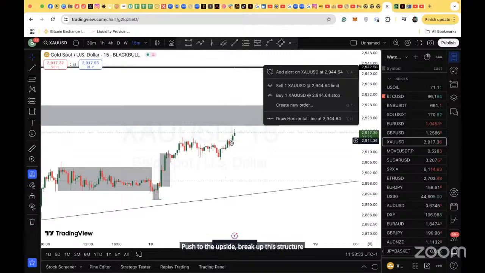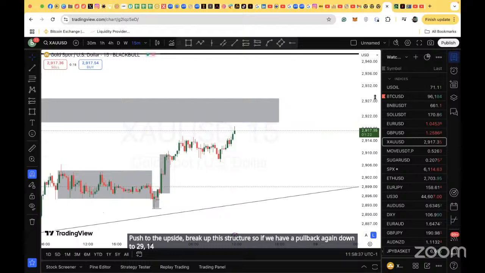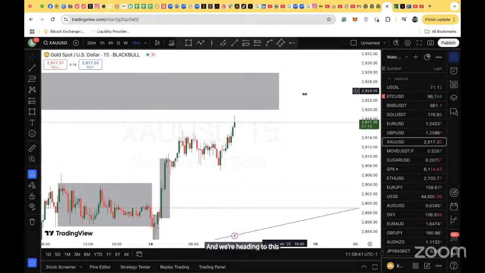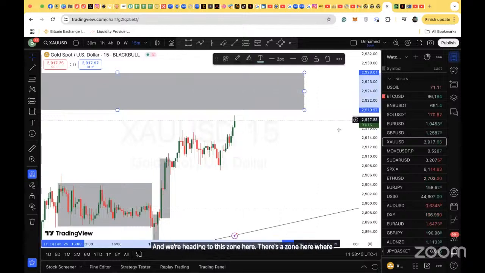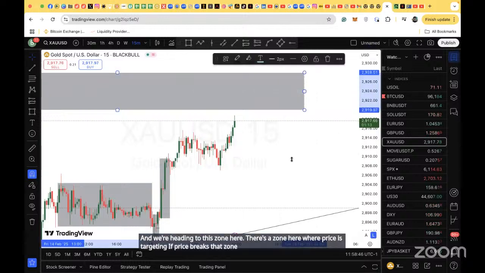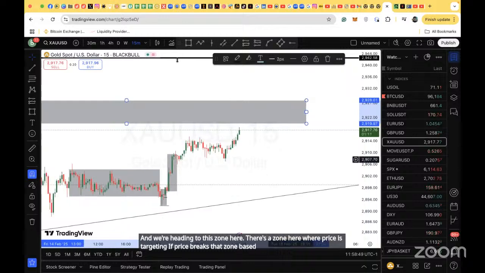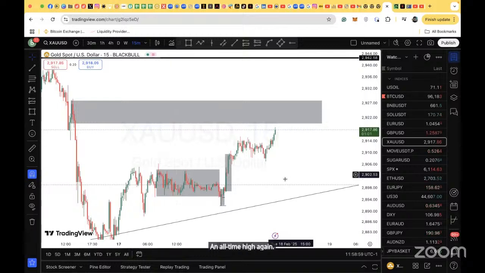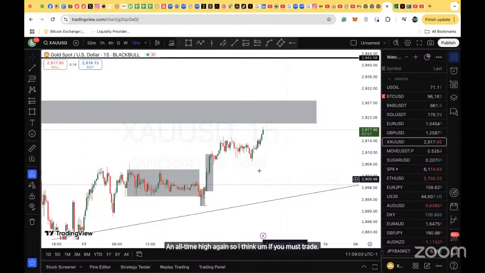So if we have a pullback again down to 29.14, that will be the scalping entry for buyers. And we're heading to this zone here. There's a zone here where price is targeting. If price breaks that zone up, based on higher time frame, 29.42, to go and look for the high of last week, an all-time high again.